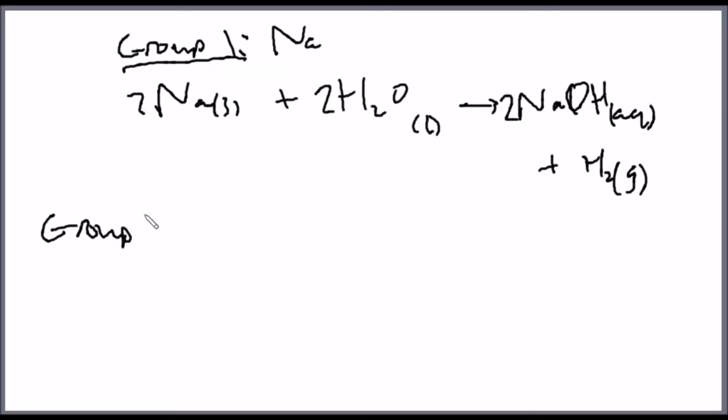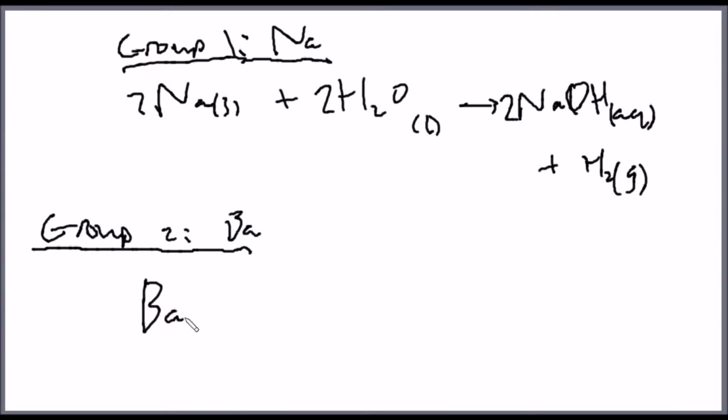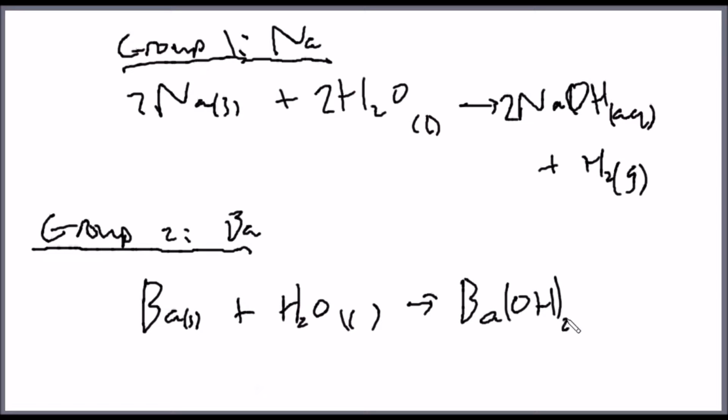And Group 2, barium. This is the same. Barium is metal and it's solid with some liquid water. Goes to barium hydroxide. Barium forms a 2+ ion, so there needs to be 2 hydroxide ions to combine with it in order to be a neutral compound, with more hydrogen gas. And this barium hydroxide is actually aqueous. And now let's just balance this. We need 2 hydrogens, 2 waters, sorry, and I think that's, yeah, okay.